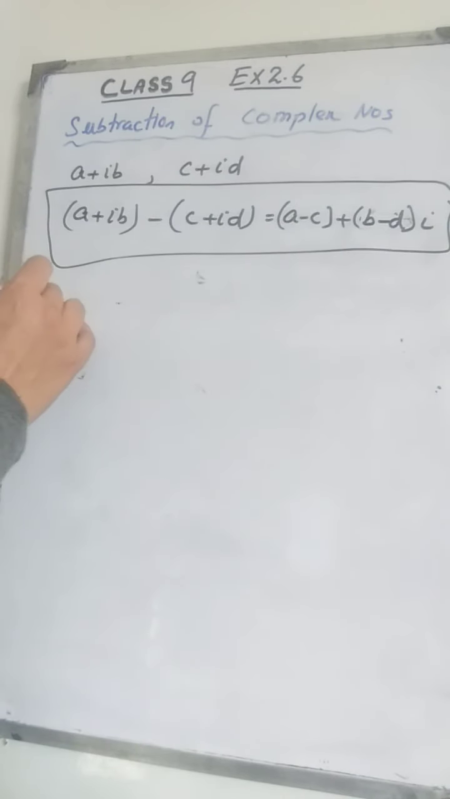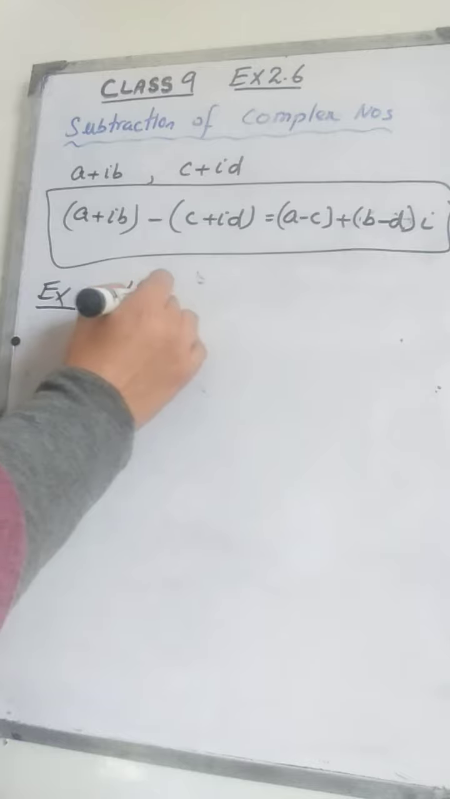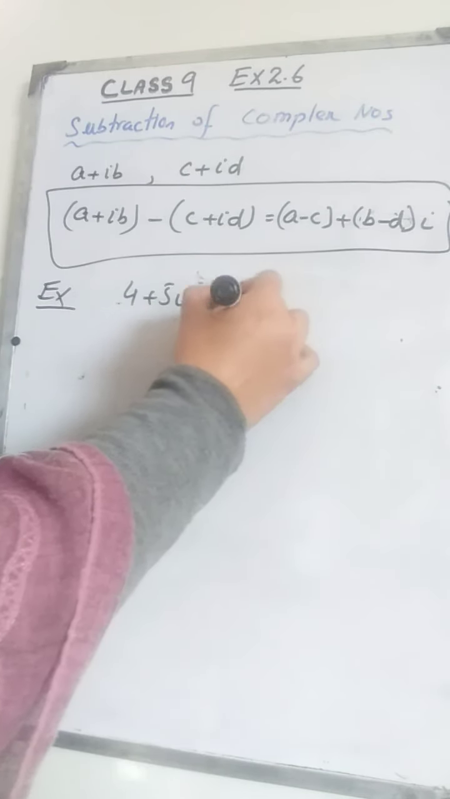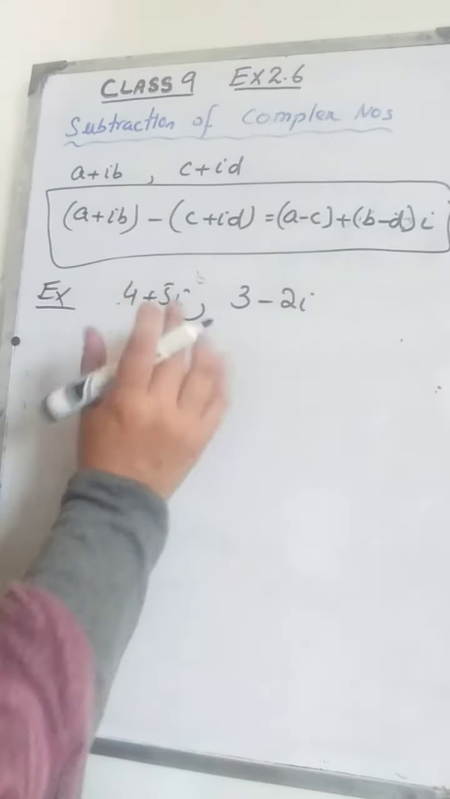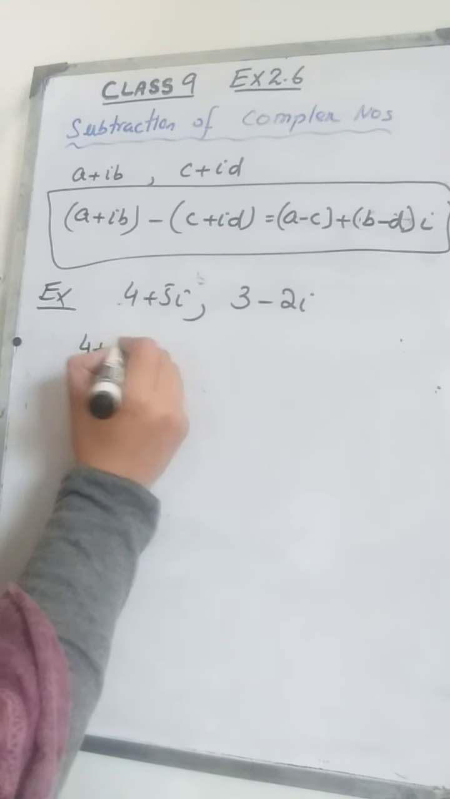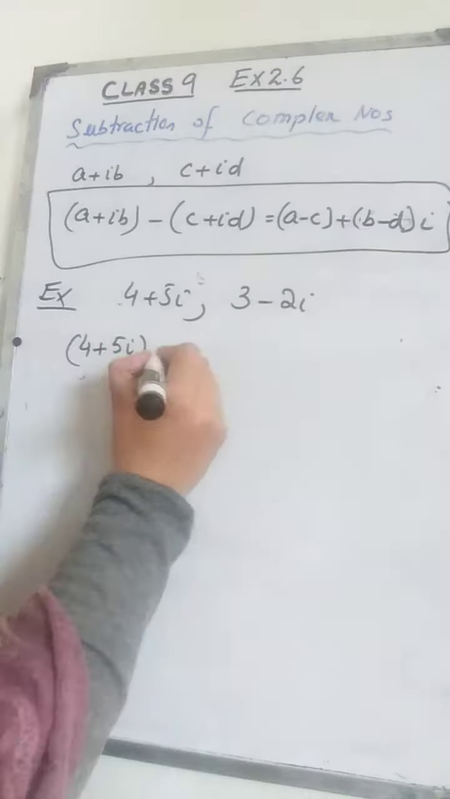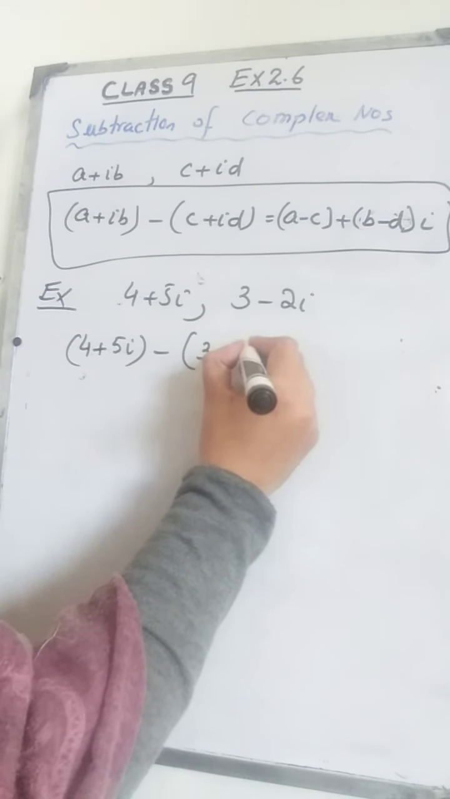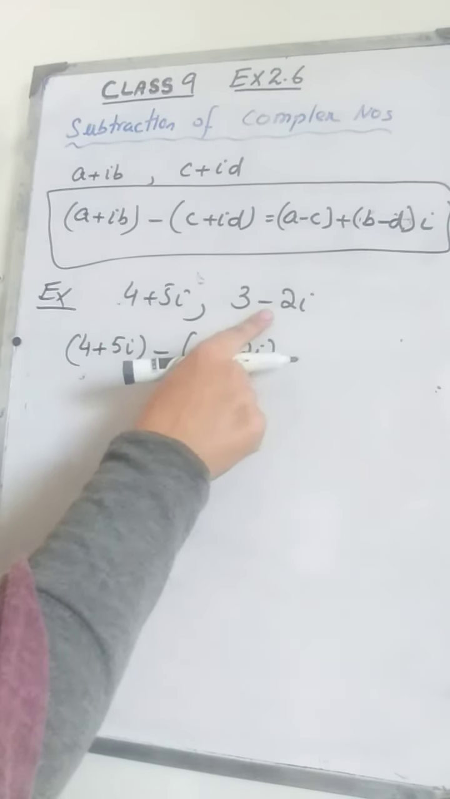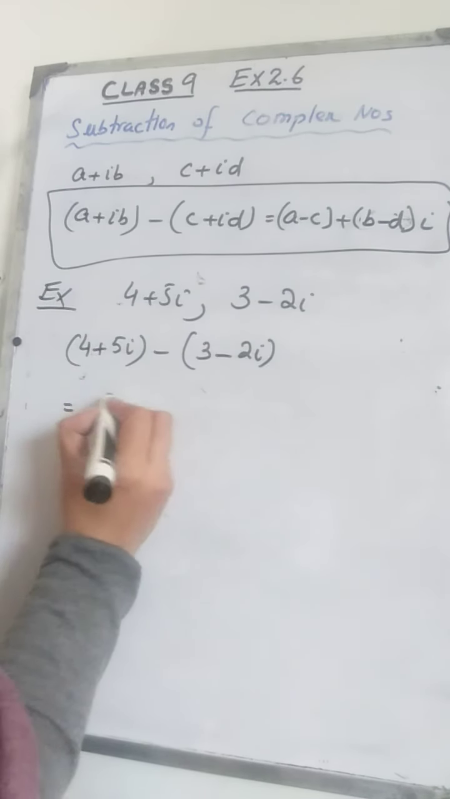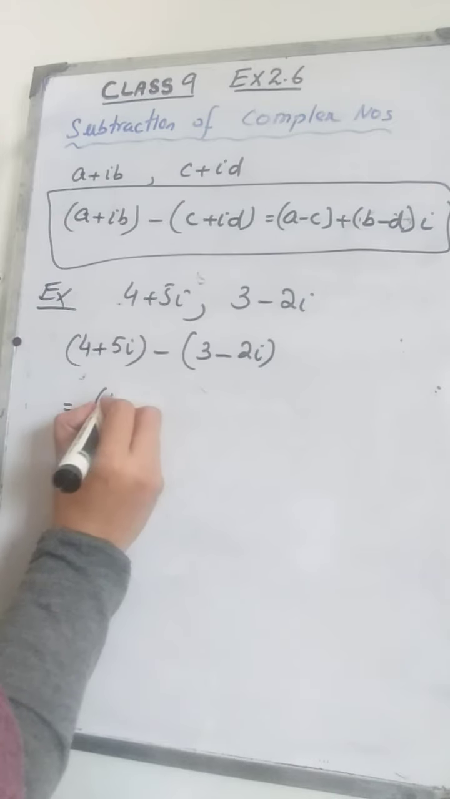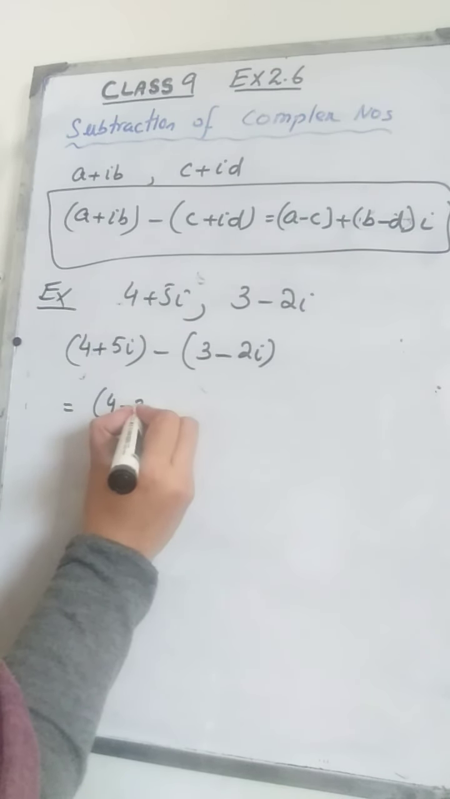For example, if you have 4 plus 5 iota and 3 minus 2 iota, and we need to subtract these two numbers, 4 plus 5 iota minus 3 minus 2 iota. They are asking for subtracting this complex number from the first one, and you are going to do it like this. First of all, pick the real parts and subtract them.